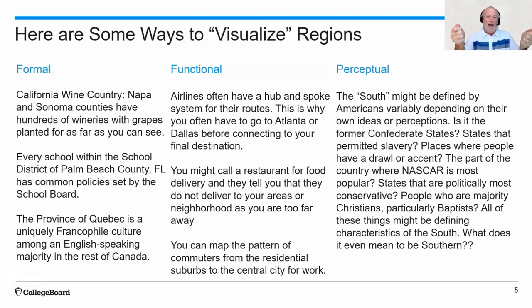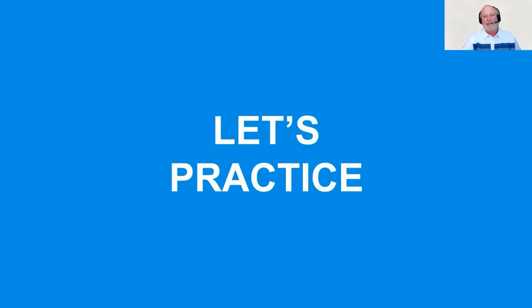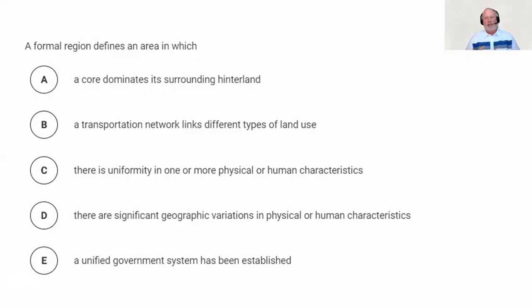If you gave a map of the United States to a bunch of people and said, draw a big circle around the South, what you'd find out is that not everybody's circle around the South would be exactly the same diameter, the same size, right? And that's exactly what we mean by perceptual regions. So let's practice. I found a couple of questions, and this is going to be interesting because both questions kind of ask the same thing, but in a different way. So I want to walk you through this, right? And I think this will be fun for you.